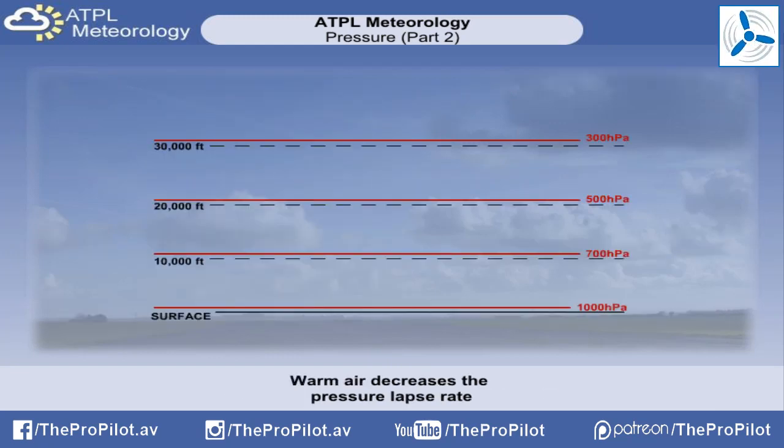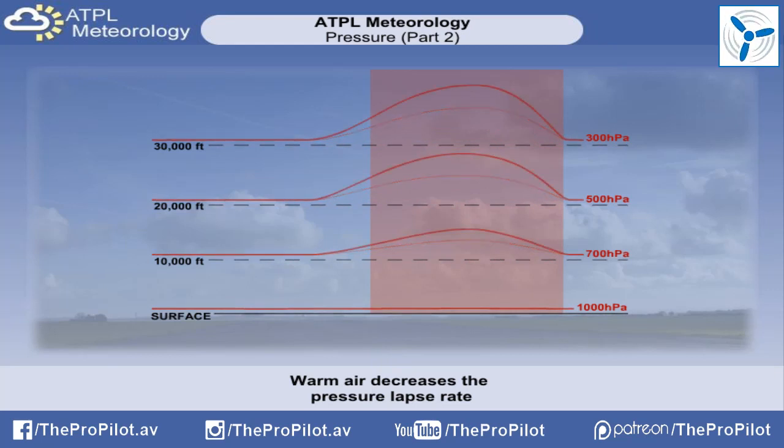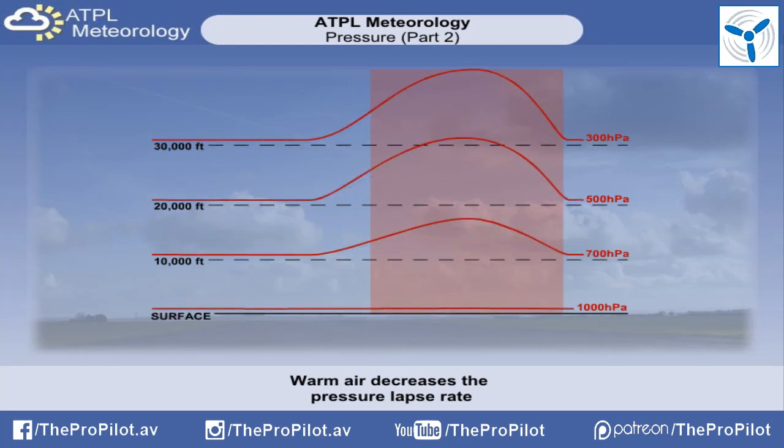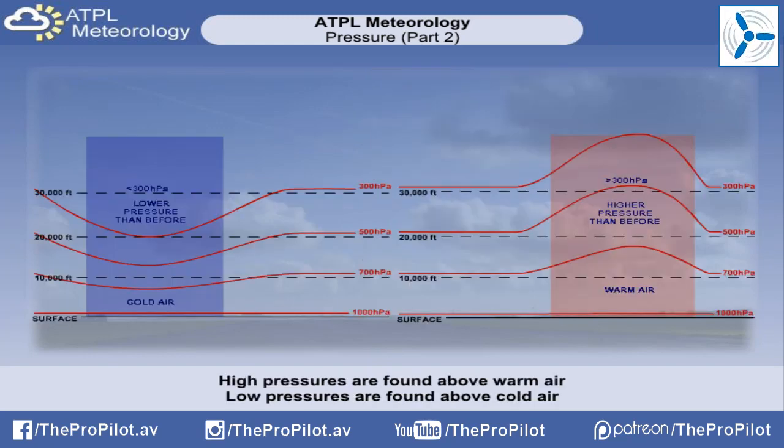Now let's look at how warm air changes the pressure lapse rate. When the air on the right is warmed, we can see that the isobar levels start expanding away from the warm air. This has the effect of increasing the pressure at any given height. Look at the pressure now at 30,000 feet in the warmer air. It is no longer 300 hectopascals. You can see the pressure is much higher now. In summary then, we can say that warm air causes isobars to expand in the vertical, decreasing the pressure lapse rate and increasing the pressure at any given height.